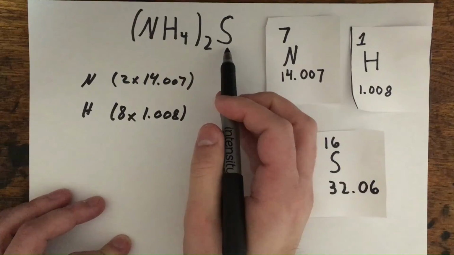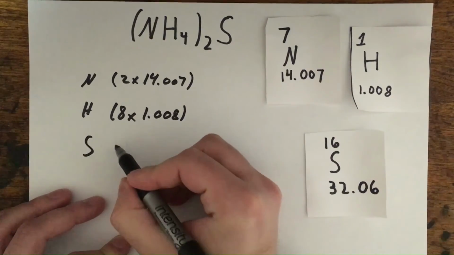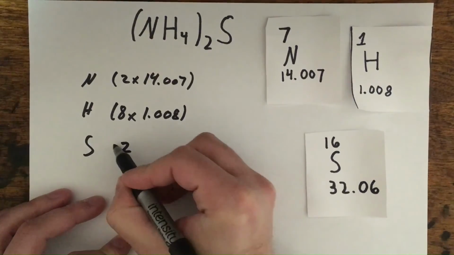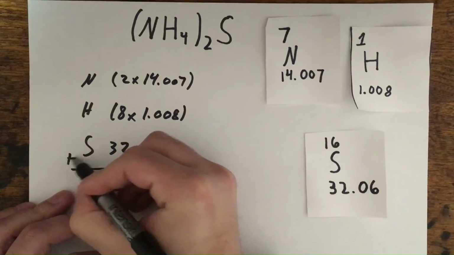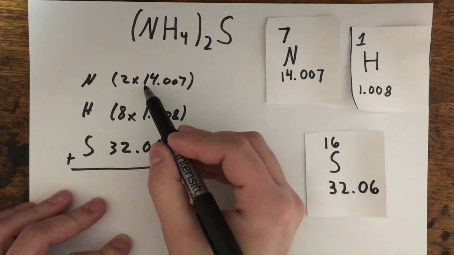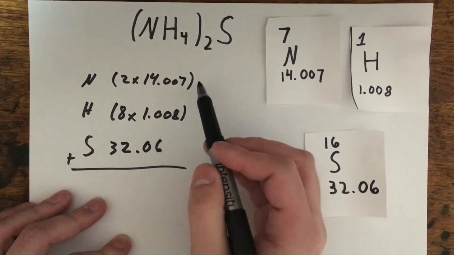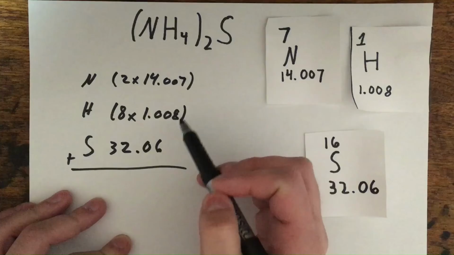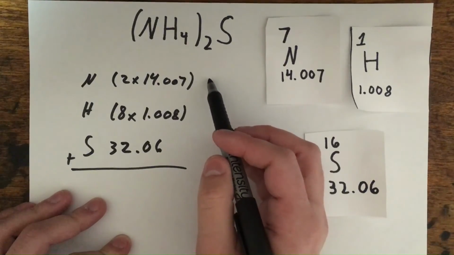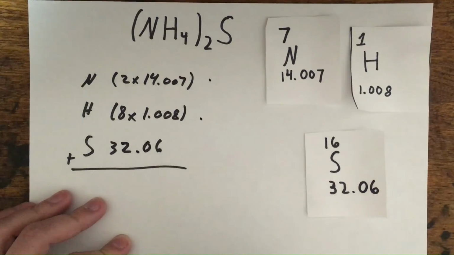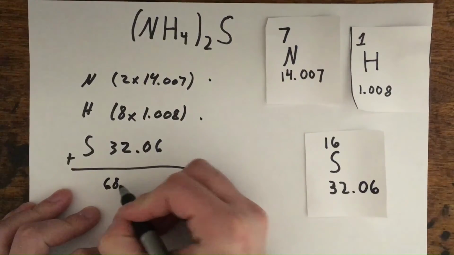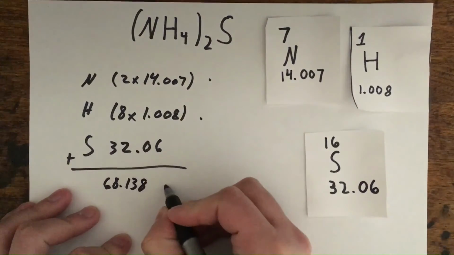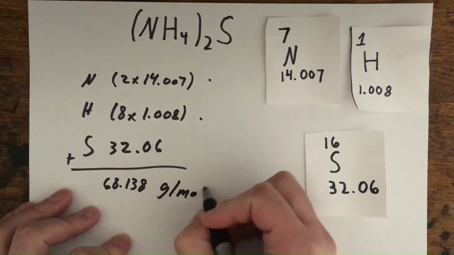And we just have 1 sulfur. And that's 32.06. So I'll multiply this here, multiply that. You'll get your answers for these 2 problems, and then add this, this, and this together, and it should give you 68.138 grams per mole.